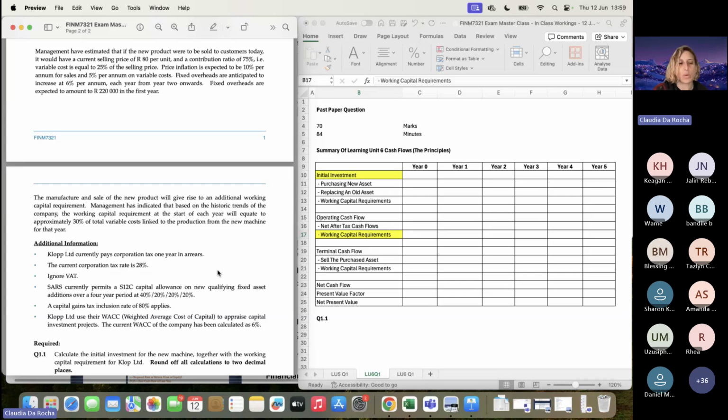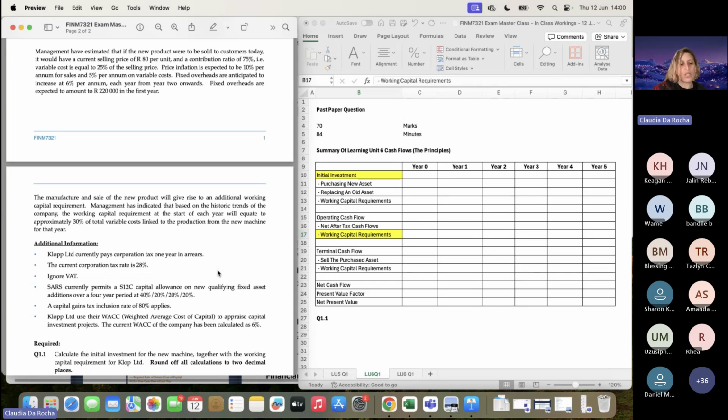SARS currently permits a Section 12C capital allowance on new qualifying fixed asset additions over a 4-year period. So that's for our income tax calculation and for our CGT, capital gains tax, as well. And then a capital gains tax inclusion rate of 80% applies. So again, for capital gains tax, as I've said before, when we sell an asset, there will be capital gains tax, which is a separate tax. There will also be recoupments that we have to understand in terms of normal income tax. And then obviously there would be VAT. You'd have to take out VAT. So there's a lot of tax that can be thrown into a question.